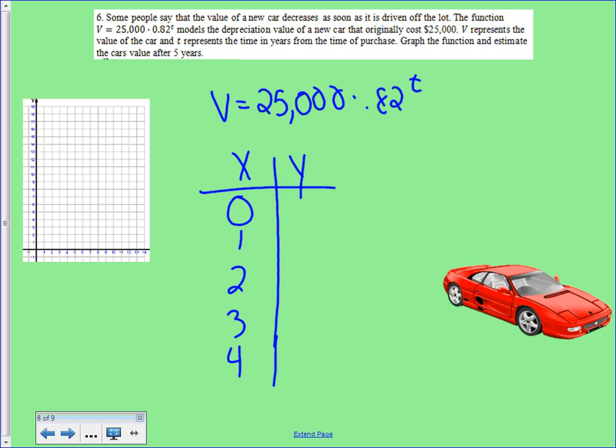So fill in the chart, plug in each of those values for x, or sorry, it should be t. We're using t in this equation, but it will still be graphed on the x-axis. So I want you to go ahead and graph that and then estimate it after 5 years. Once you're done, please make sure you take the quiz.